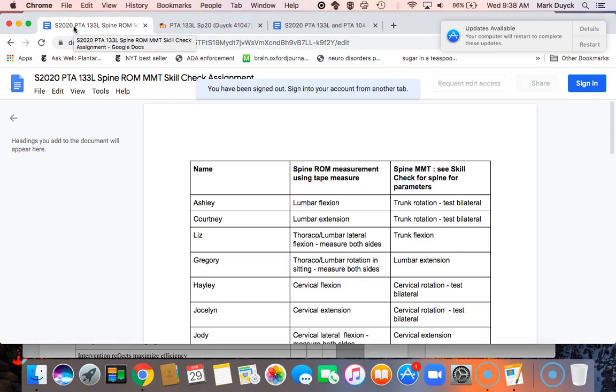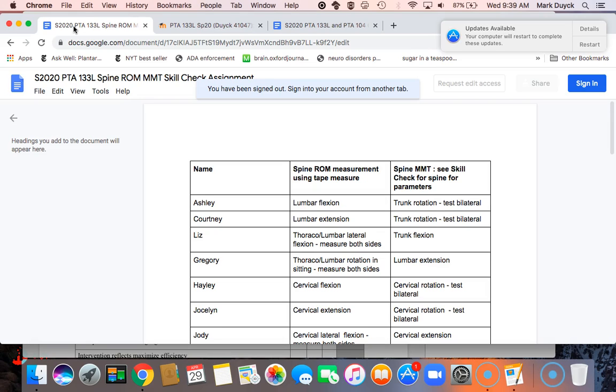This is just a walkthrough on the spine skill check MMT. So I think it's important just to take some deep breaths, practicing the breathing techniques that you've learned in 103 lab and from CAT just last week. And know that you can do this. There's no question that you can do this.